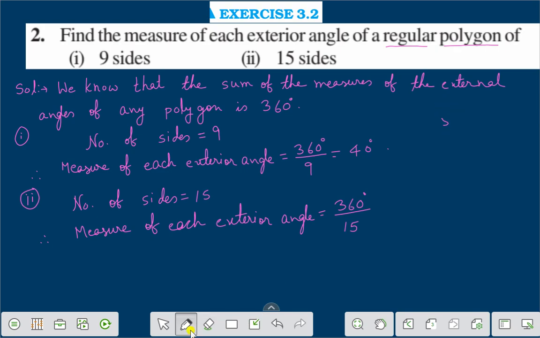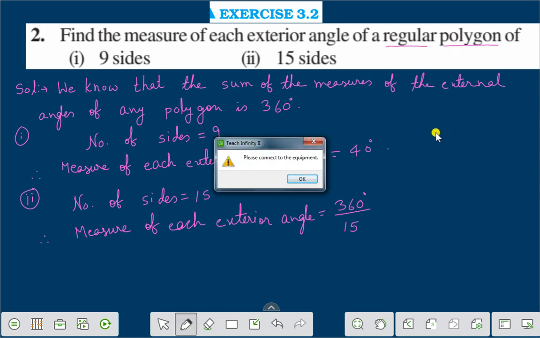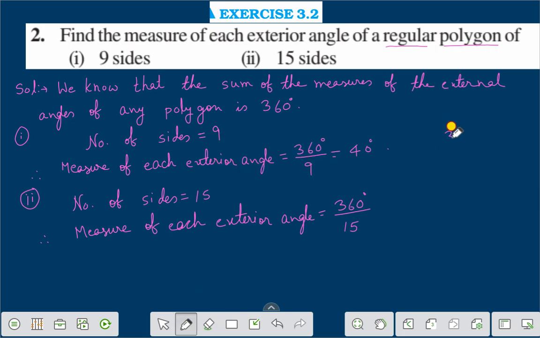Therefore, 360 degrees, if we divide by 15: 15 times 2 is 30, it is 6, it is 0, 15 times 4 is 60. So we are getting 24 degrees.